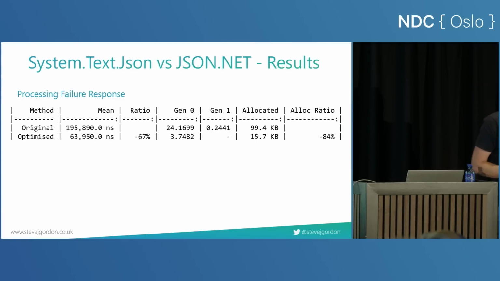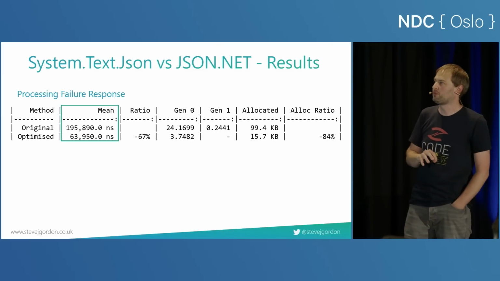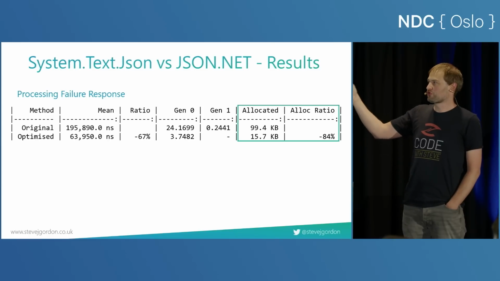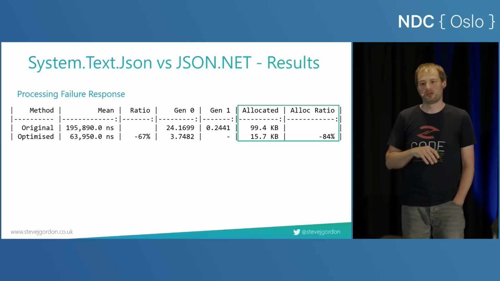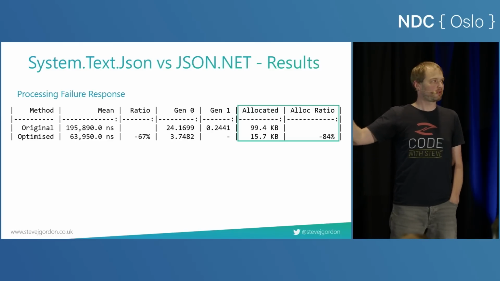So in the failure scenario, the improvement optimizer code was 67% in execution time. Again, mostly we were concerned with allocations. And you can see we've gone from about 100K to about 16K allocation overhead. But that's the failure response. That's the response we don't expect very often.